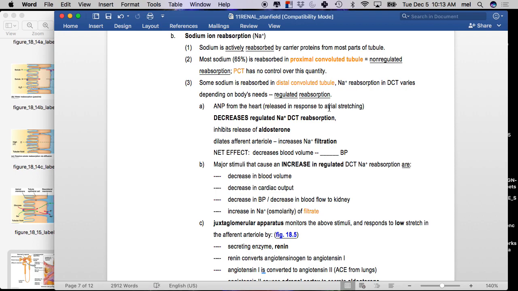You could have a decrease in blood volume. So see if that one makes sense to you. Increase in blood volume, could you, for instance, mitigate that by increasing sodium reabsorption? Does that make sense? Okay. You could have a decrease in cardiac output. That's not even a kidney problem, so why would the kidneys get involved?